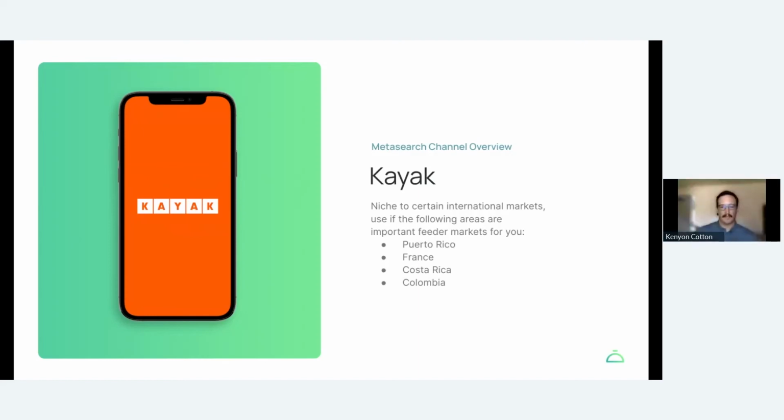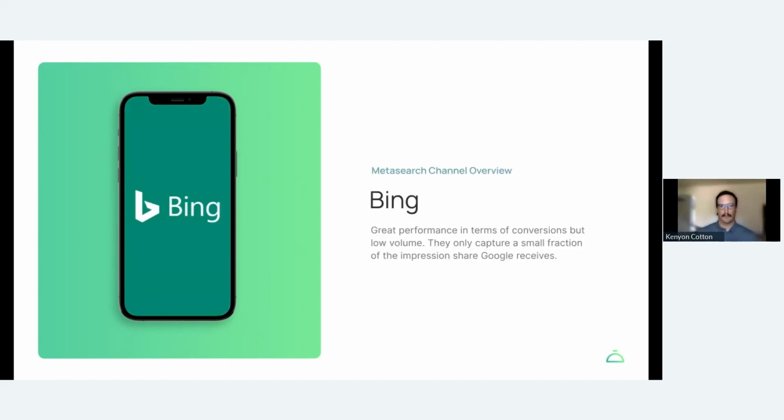Bing is still out there and offers a Metasearch channel. Bing has great performance in terms of conversion, but it just has low volume. You and I both know not a lot of people use Bing. They only capture a small fraction of the impression share that Google receives, for example. But again, it converts really well, so it makes sense to be there. Make sure you have a presence when you're applying these optimization techniques we talked about today.